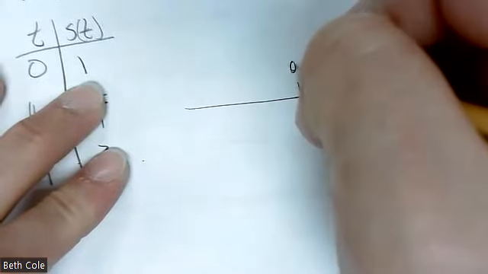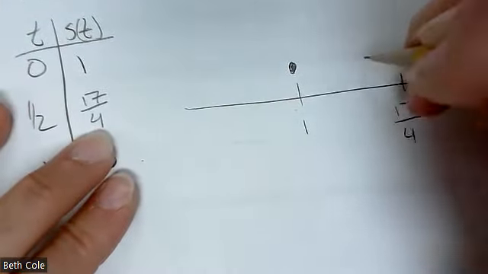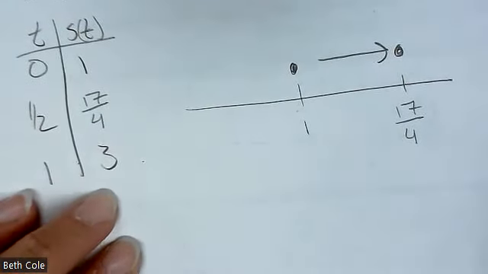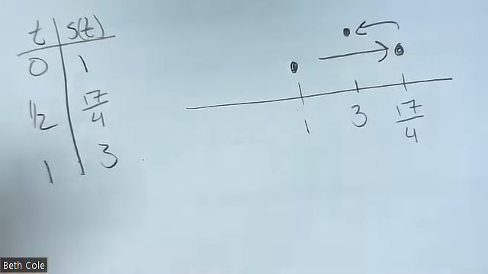Okay. But here's what you're going to do. It starts at 1. It goes to 17/4. And then it comes back to 3. And so you would add up that motion.